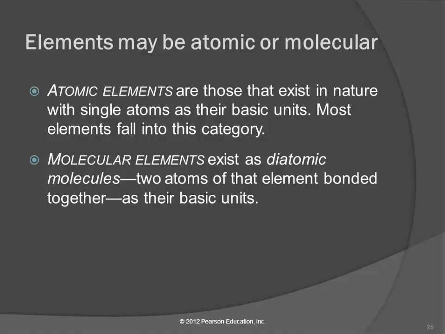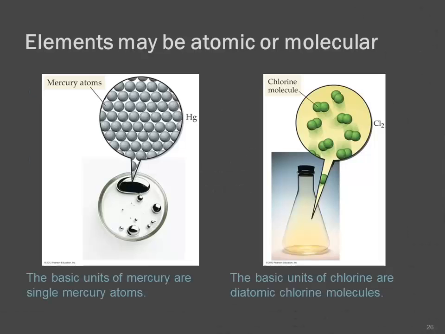I already covered that. Here's another illustration. Here's mercury. In mercury, this is an atomic element. It just has individual atoms. Mercury is a liquid at room temperature. It's a metal, and so it's shiny. It's really cool stuff, but it's also very toxic, sadly.